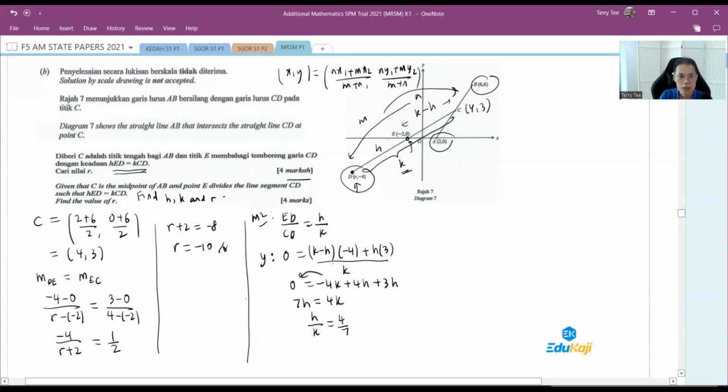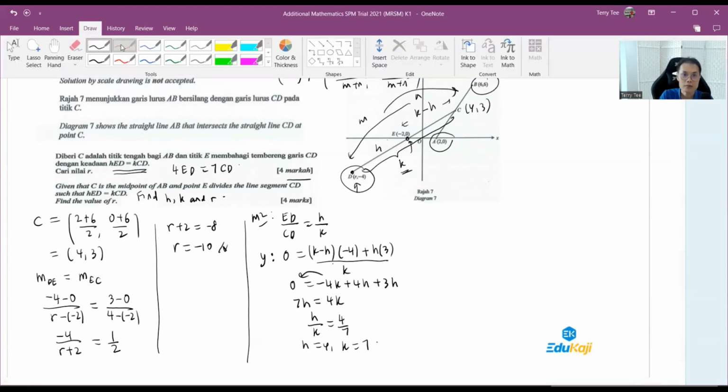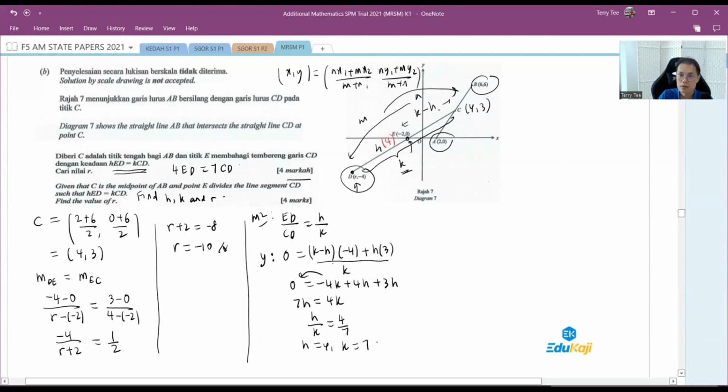In this case, you can rewrite it like this. Your H is 4, the ratio of H and K to the lowest term. In this case, H is 4, K is 7, right? So in this case, you can see 4 ED is the same as 7 CD. Okay, so if this is 4 to 7, let me just highlight for you. This one is now 4. 7 minus 4, the difference is 3.